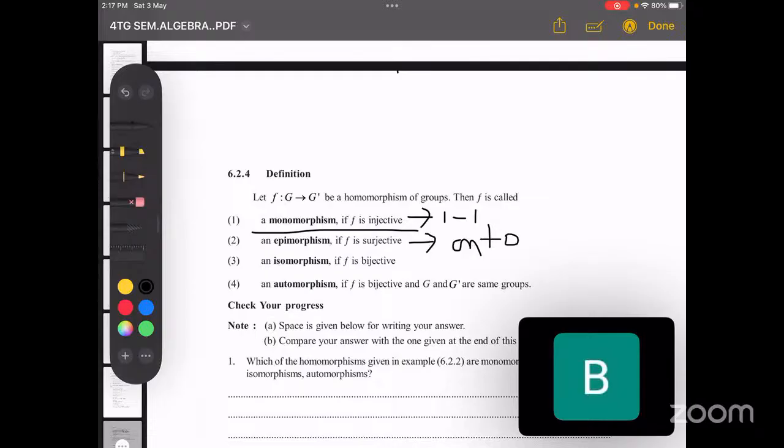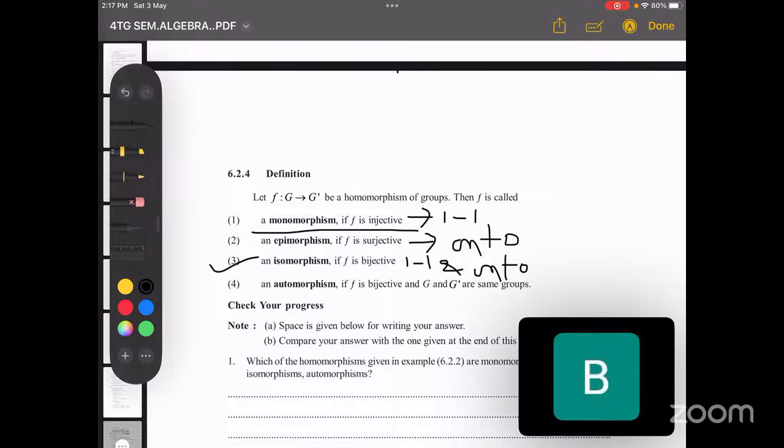Next, we call it an isomorphism. This is very important. Isomorphism means f is bijective. Bijective means one-to-one and also onto. So whenever a function is one-to-one and onto, we call it an isomorphism.